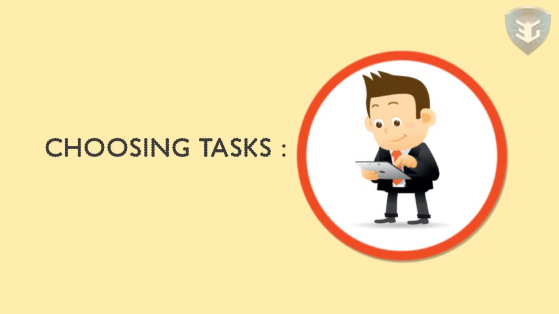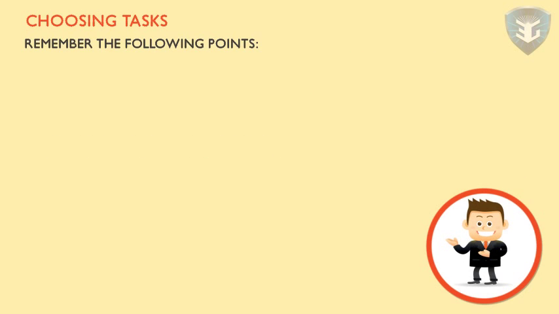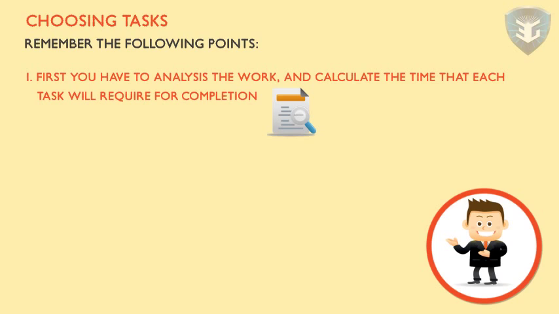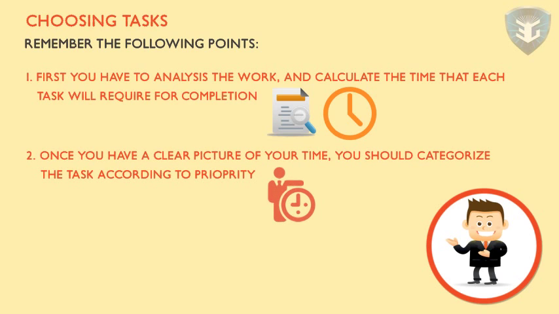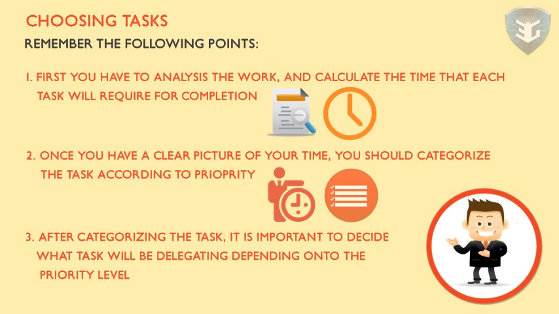Choosing tasks. Before you start the delegation process, remember the following points. 1. First, you have to analyze the work and calculate the time that each task will require for completion. 2. Once you have a clear picture of your time, you should categorize the tasks according to priority. 3. After categorizing the tasks, it is important to decide which tasks you'll be delegating depending on the priority level.